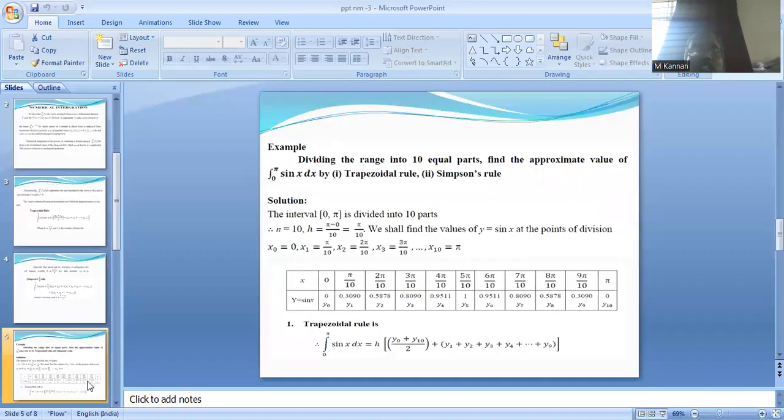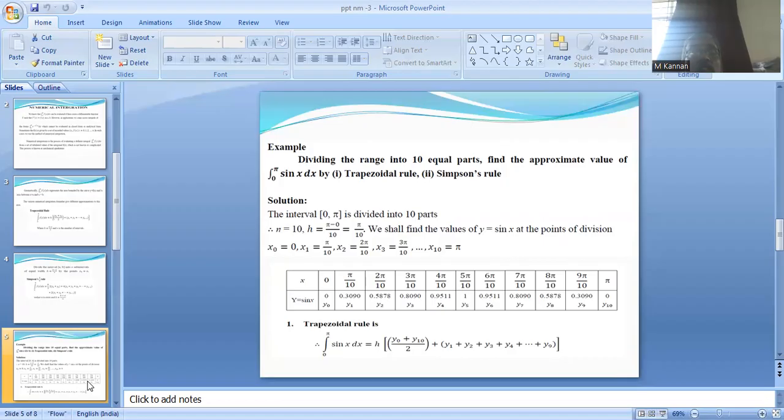For example, dividing the range into 10 equal parts, find the approximate value of the integral from 0 to pi of sin x dx by using the trapezoidal and Simpson's 1 by 3rd rule. Solution: we know that the interval (0, pi) is divided into 10 parts, that is n = 10, and h = (b minus a) by n, that is (pi minus 0) by 10, which is pi by 10. We shall find the values of y = sin x at the points of division: x0 = 0, x1 = pi by 10, x2 = 2 pi by 10, x3 = 3 pi by 10, and so on.